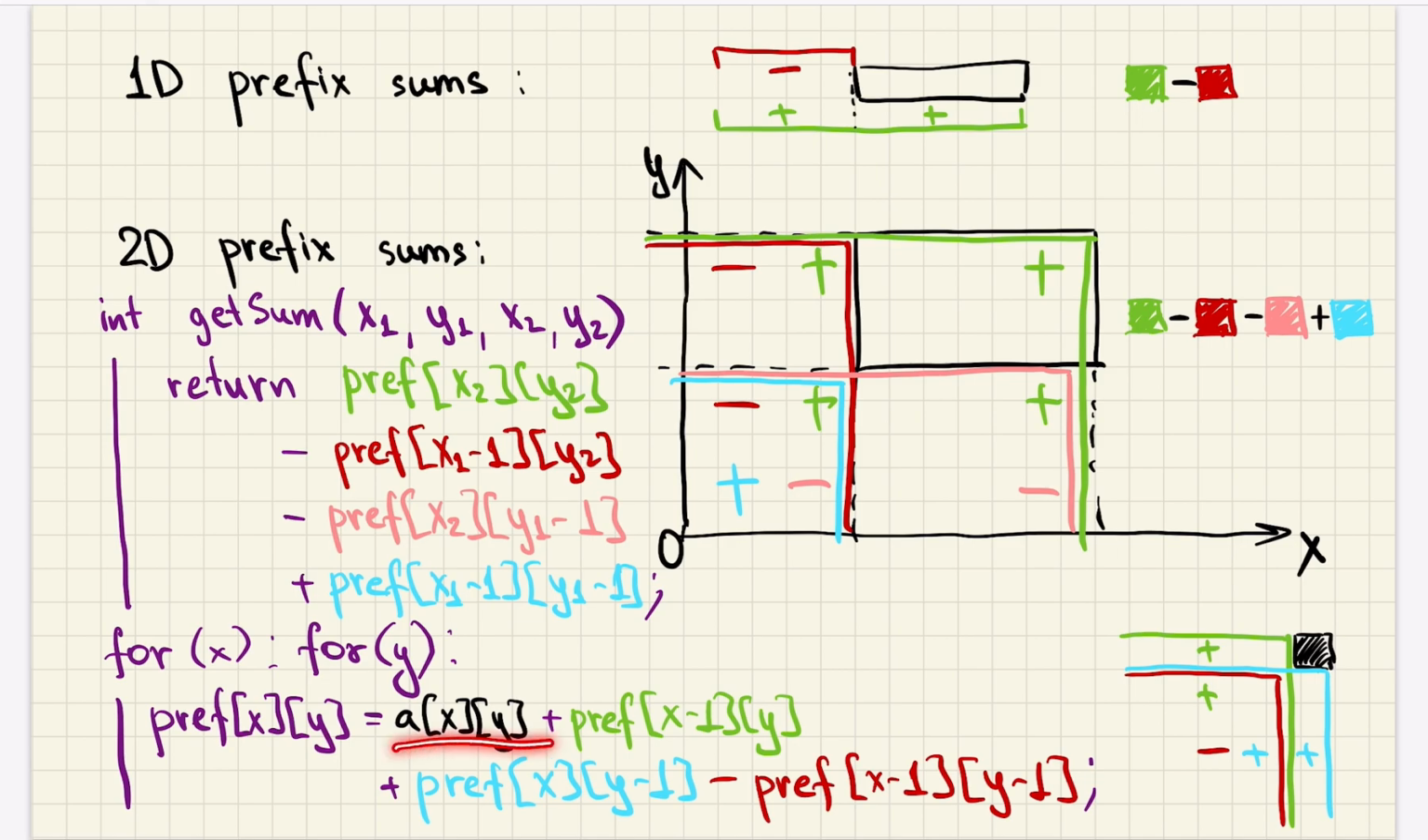and prefix sum in xy is the value in the cell plus prefix sum for this corner thing, but then minus the red one. So that's two-dimensional prefix sums. Kind of useful thing.